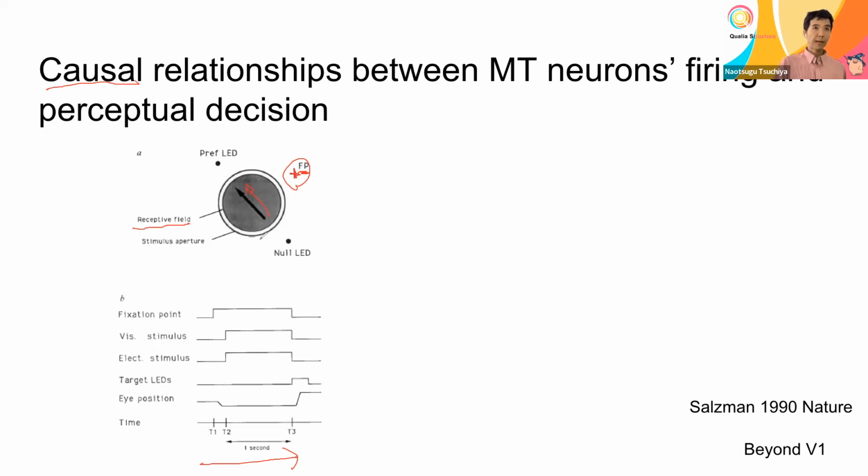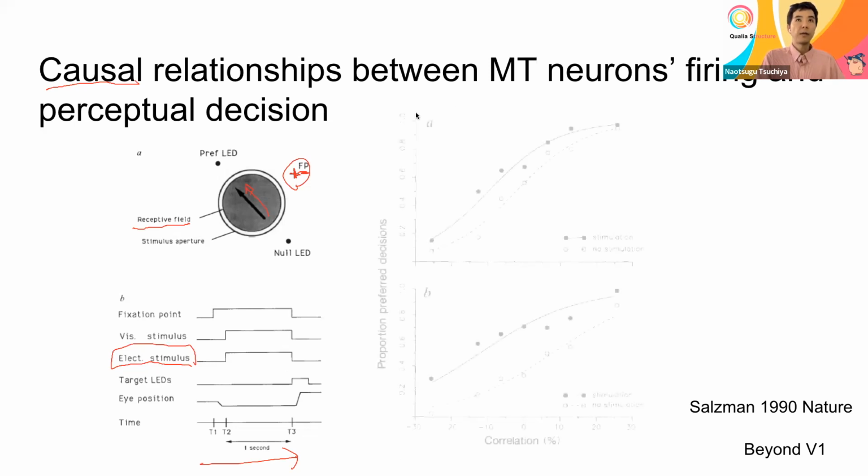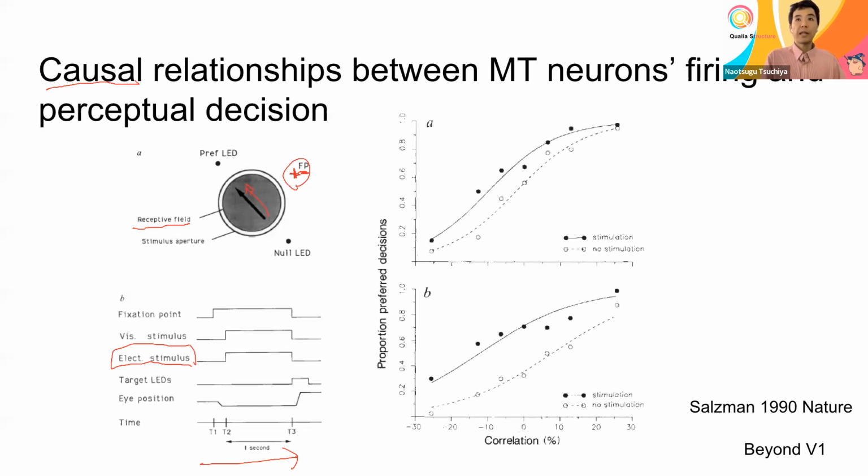And then the stimulus is also presented. On top of that, the researcher actually stimulated the neuron by delivering electrical stimulation in the area where they recorded the neurons. Because of the columnar structure, this neuron is next to another neuron that prefers the same direction, so they may or may not change the percept. And that's exactly what they tried to measure.